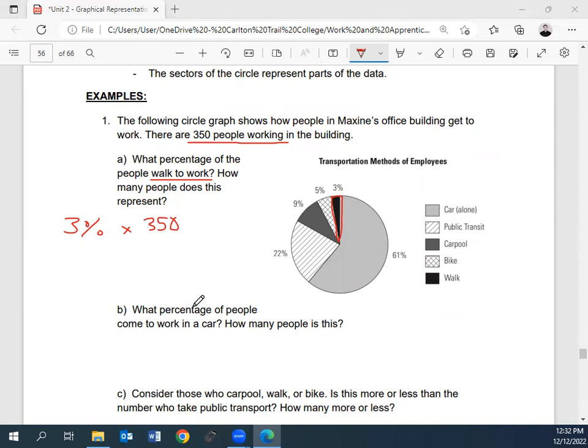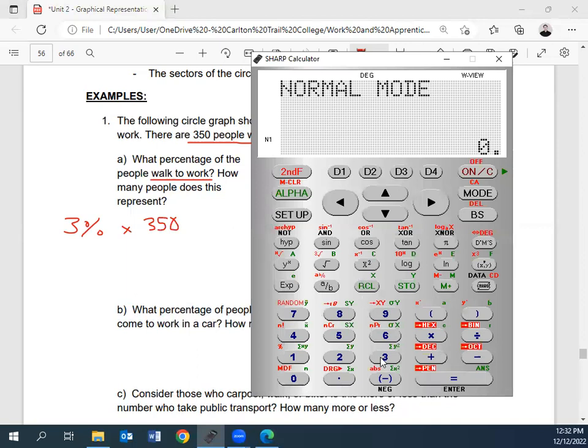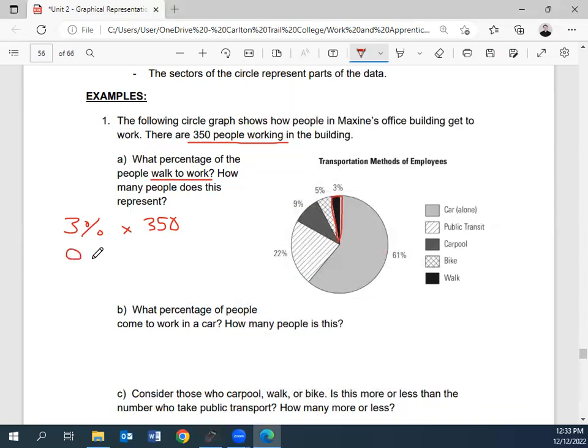Wait for the calculator to load. Come on. There we go. So if I wanted to figure this out, I don't take 3 times 350, right? That's not going to work. You can't get a bigger number, all of a sudden I'm at 1,000 people. That makes no sense. Remember, 3% is the same thing as 0.03, right? 3% is really just 3 divided by 100, which if you do that, you get 0.03.